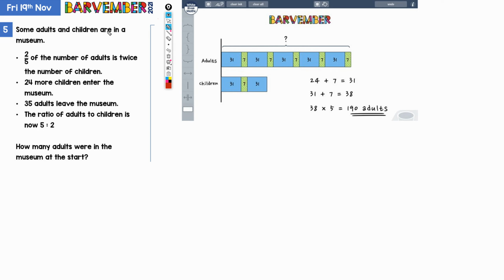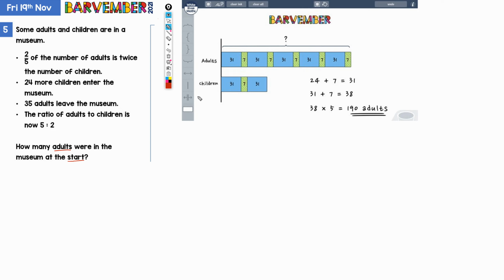Anyway, some adults and children are in a museum. 2/5 of the number of adults is twice the number of children. 24 more children enter the museum. 35 adults leave the museum, and the ratio of adults to children is now 5:2. The question we are asked is, how many adults were in the museum at the start?